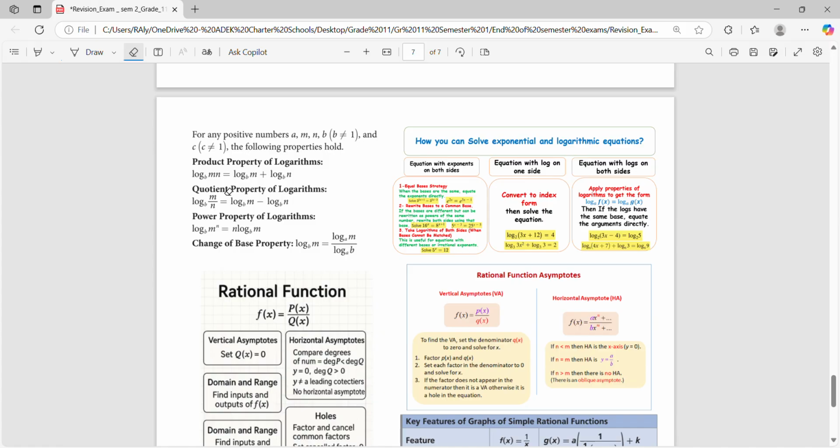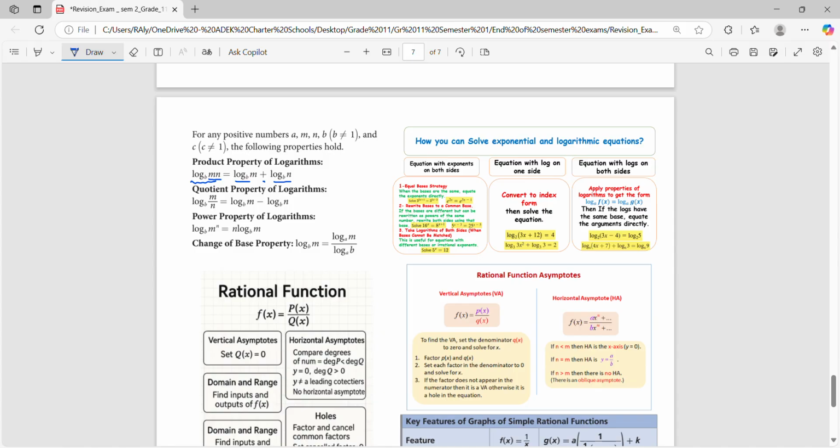We have 4 main properties. Product property: you have to know the property name. Product property of logarithms means if you have one log with a base and you have the product of two amounts, m times n. So let me show you. Log of m multiplied by n. If you have one log with the product, you can split this logarithm into two logs with plus. So you can change the log product property to two logs with plus.